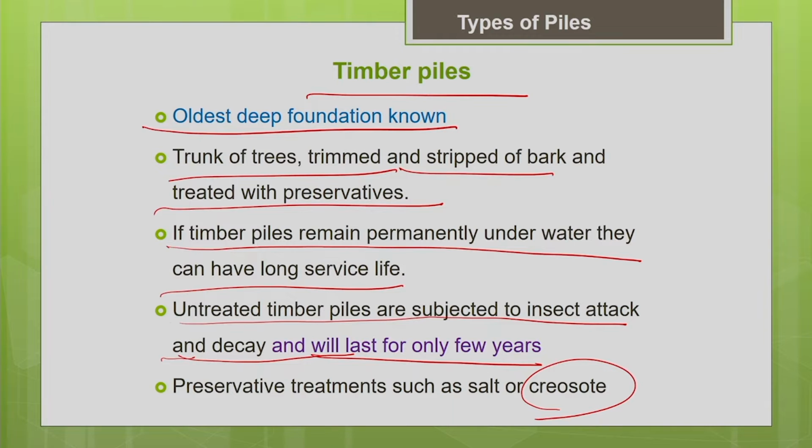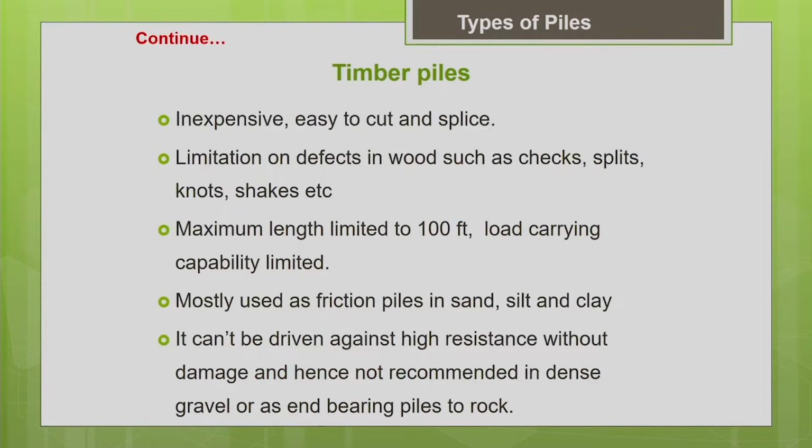Okay. So, let us look into the merits and demerits of timber piles. Basically, the merit is that it is inexpensive and easy to cut and splice, which is a major advantage. But the demerit is, obviously, that a lot of natural defects are there in the timber, like checks, splits, knots and shakes. So, we have to quantify the amount of defects in the timber before assessing its suitability for use as a pile. We have to check whether the defects are within the permissible limit as given by the standards before its use as a pile.